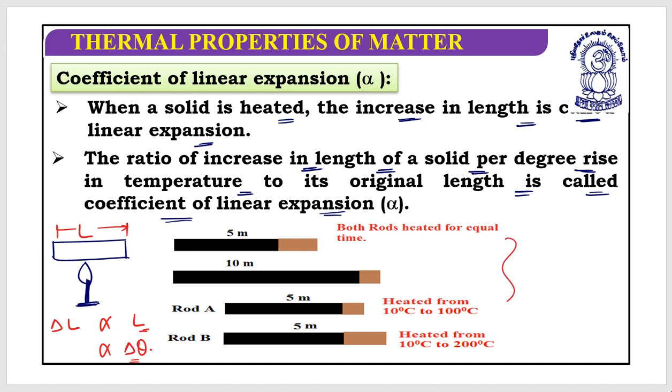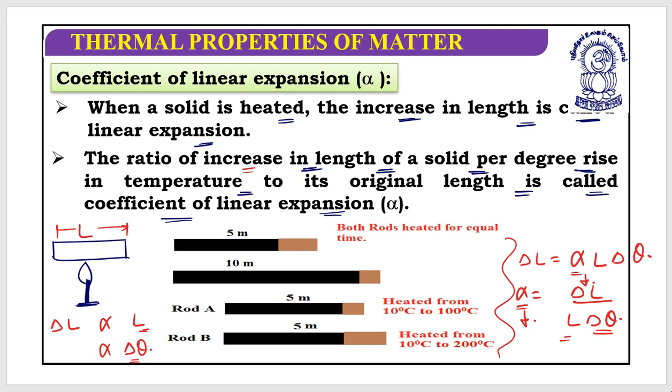When I write this in a single relation, delta L is equal to alpha L delta theta. This alpha, which is the ratio of delta L by L delta theta, is the coefficient of linear expansion of the solid. This is alpha. I hope this is clear. It's the ratio of the increase in length, that is delta L, of a solid per degree rise in temperature to its original length. That is what we call the coefficient of linear expansion.